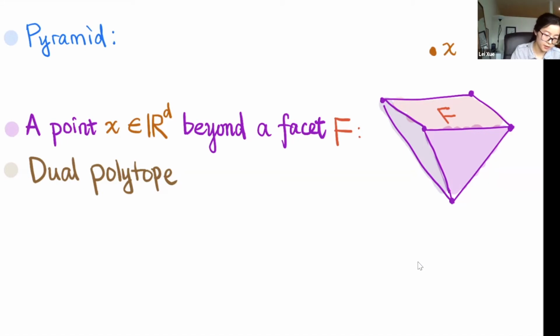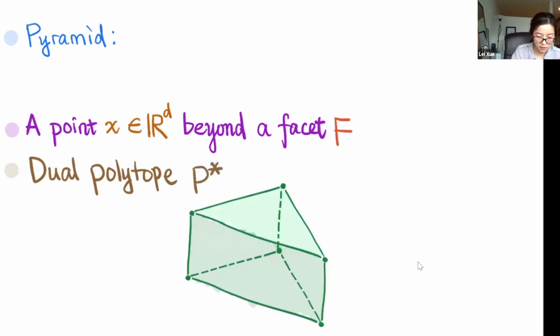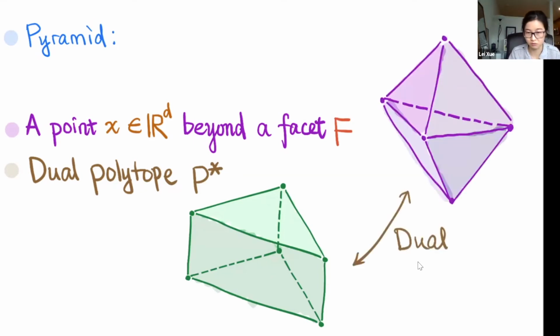And then there's the definition of dual polytope. Given a polytope P, its dual P dual will be a polytope of the same dimension, but the face poset will be flipped over. In other words, the facets of P dual will be corresponding to vertices of P and vice versa.